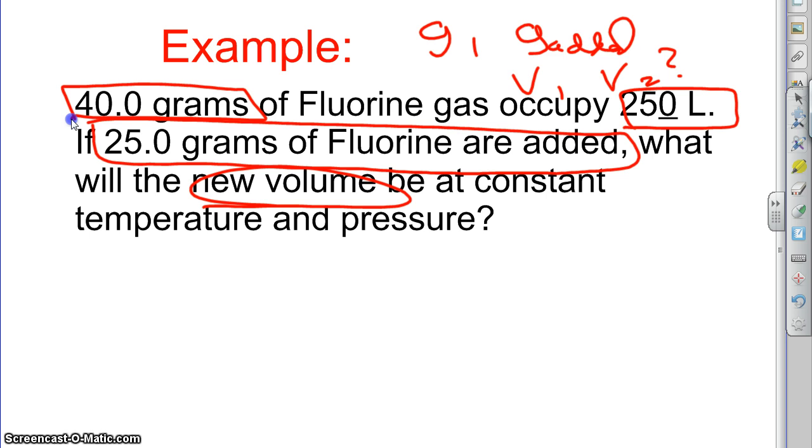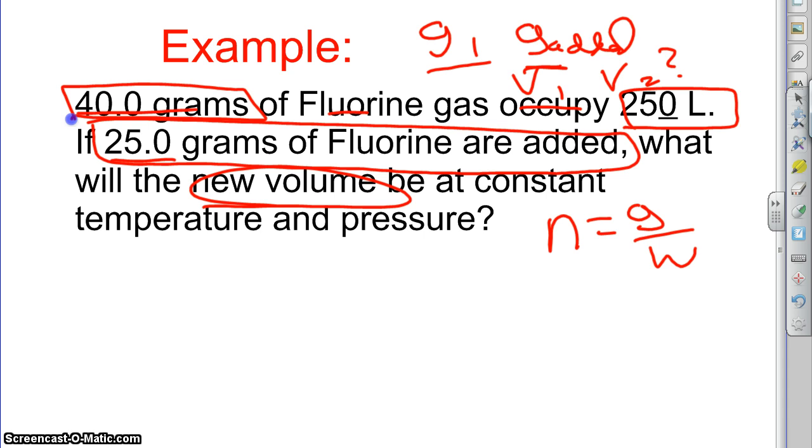Now, none of our formulas relate grams to volume, so you might get a little stuck here. But we do have something that uses moles and volume. That's Avogadro. Even though these are grams, we can find moles from grams if we know the molar mass, which we do. It's fluorine. So we're going to have to convert these grams into moles first, using the mole formula: n equals g over w. We're going to convert this 40 and this 25.